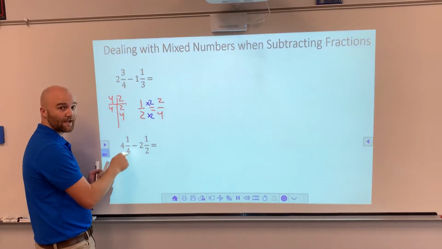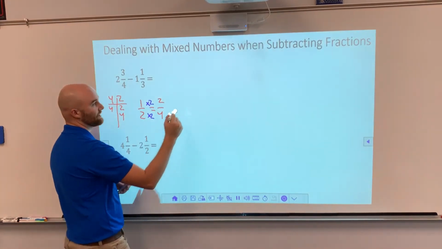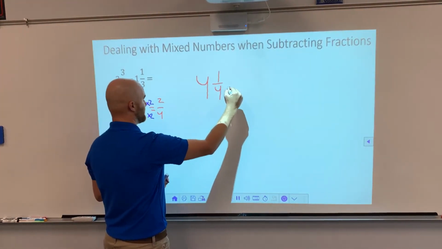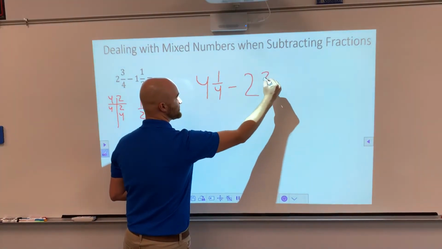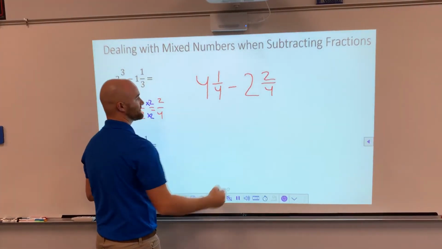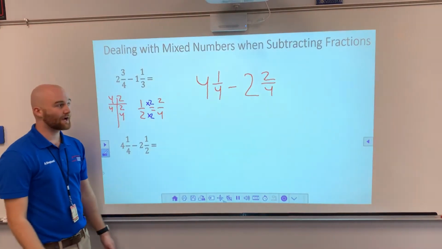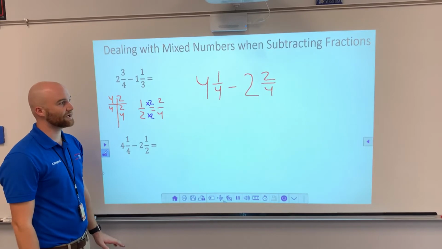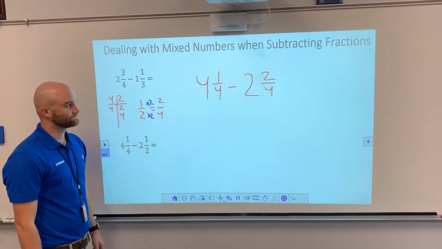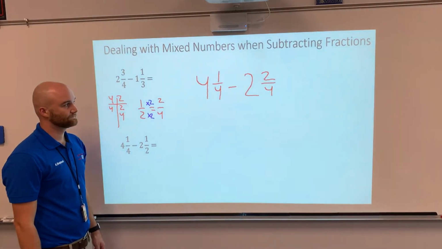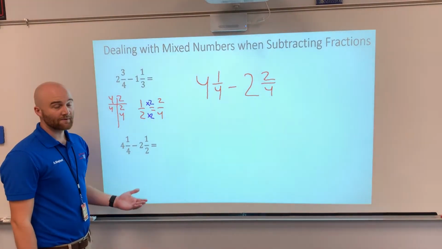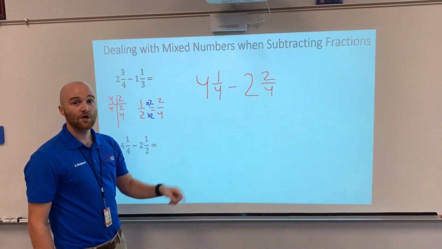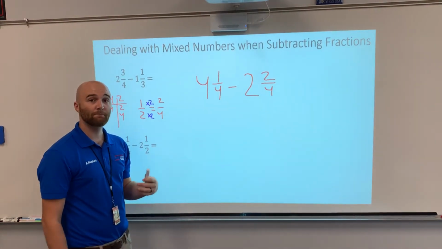So now if I rewrite this problem, we can see an issue because I've got 4 and 1/4 minus 2 and 2/4. I know I'd like to do the fractions first, but there's a problem. What's the problem? Pause the video and see if you can figure it out. The problem is that I can't take 2/4 away from 1/4. So what I'm going to have to do is something called borrowing.